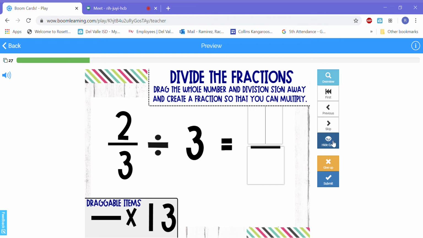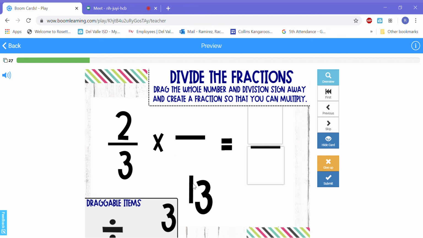So I've done 3 cards with you. I'll do one more, and then I'll let you guys go and do it on your own. So we have 2/3 divided by 3. So we have 2/3. We keep the 2/3. Change the division sign to a multiplication sign. Sorry, getting all mixed up now. And then we are going to flip the 3 over 1 and change it to 1 over 3. And now we have 2/3 times 1/3.